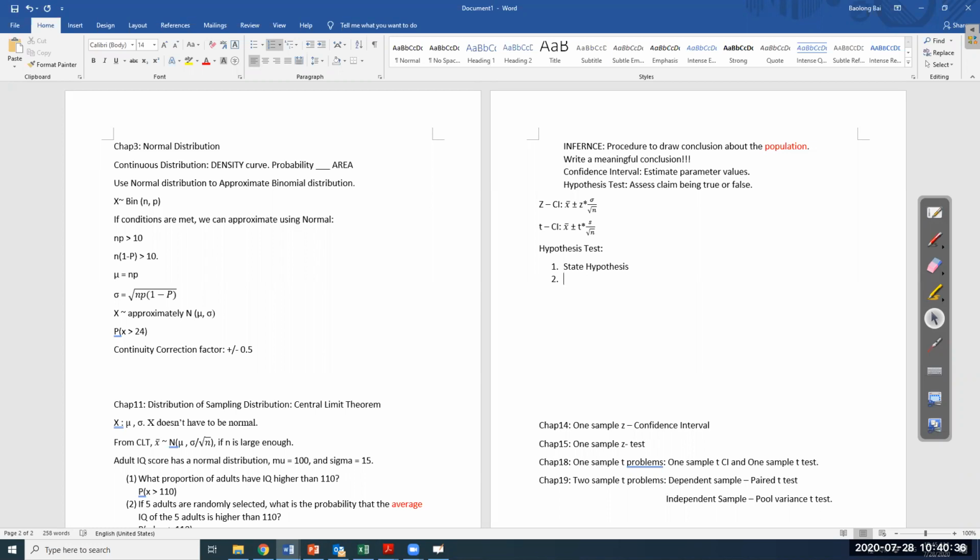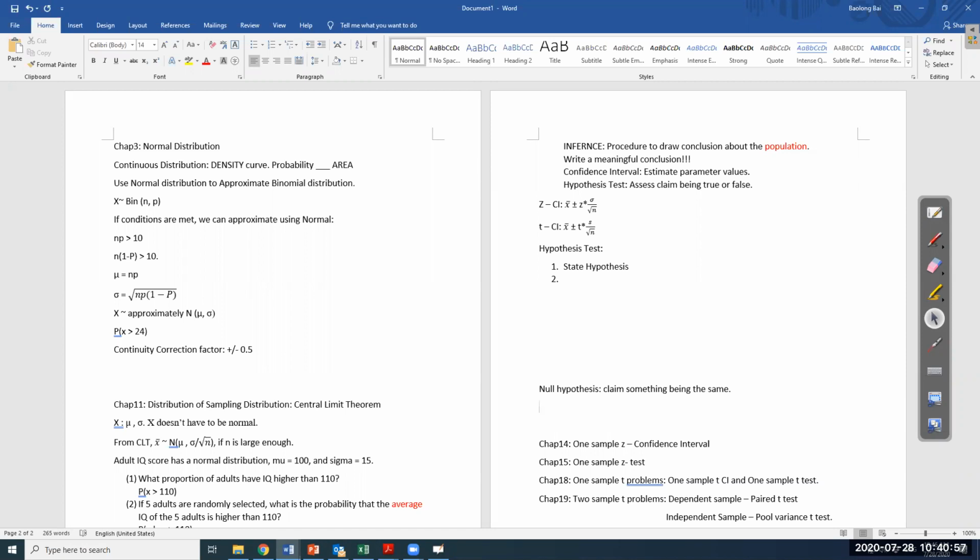In general, we have two different types of hypothesis. One is the null hypothesis, the other is the alternative hypothesis, right? The null hypothesis always claims something being the same. So if that claim is stating something being the same, saying the average debt of MSU students is the same as $30,000, or the new drug has the same effect as the old drug, right? So that's a null hypothesis. And the alternative hypothesis will be a claim stating something being different.